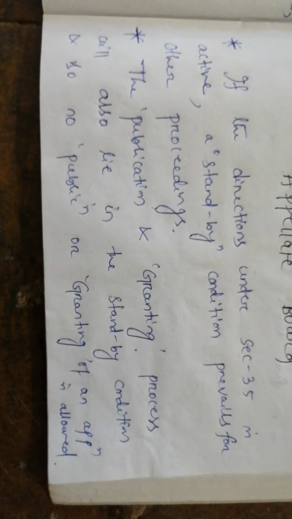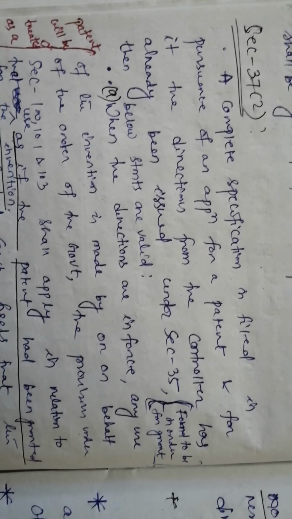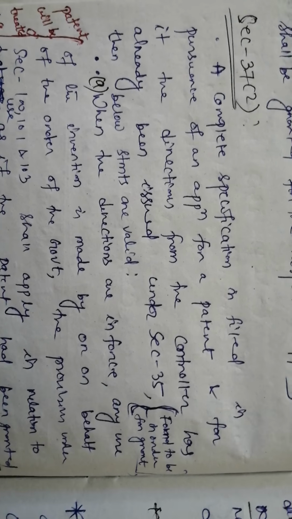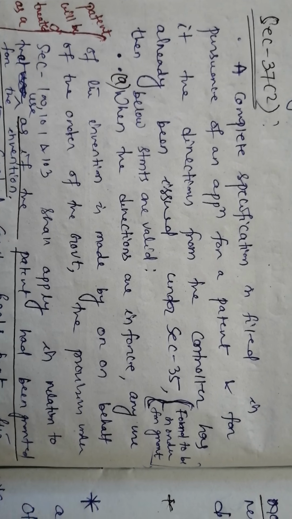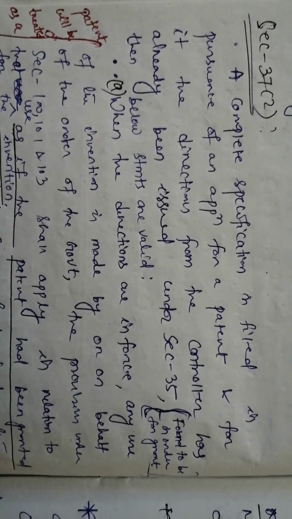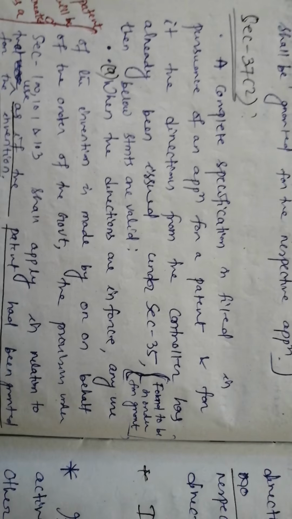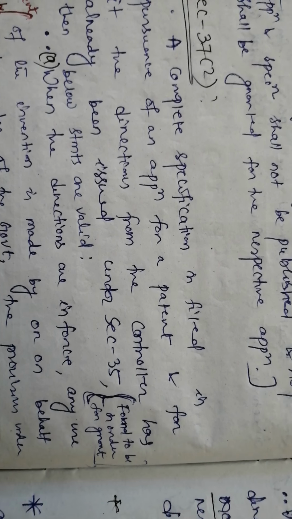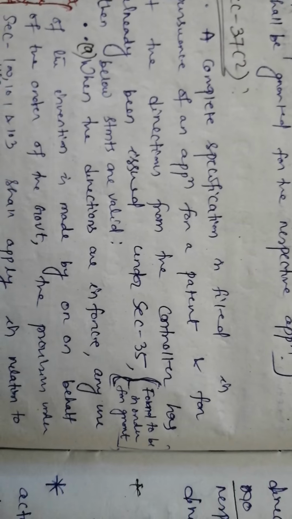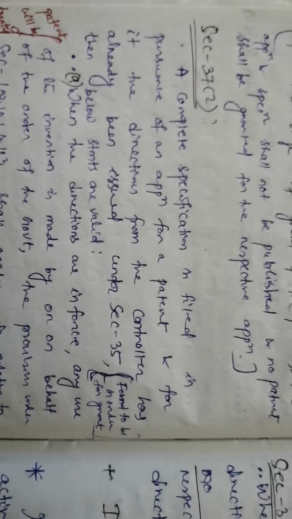Okay, fine. Then next we will go to section 37 subsection 2. A complete specification is filed in pursuance of an application for a patent, and for it the directions from the controller have already been issued under section 35. Also we can say the condition is found to be in order for grant. It has reached the stage of grant. Then the below statements are valid.